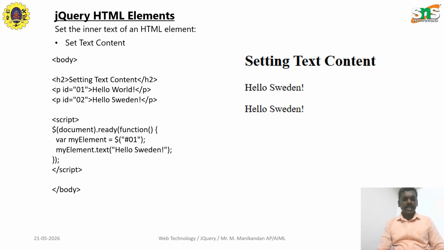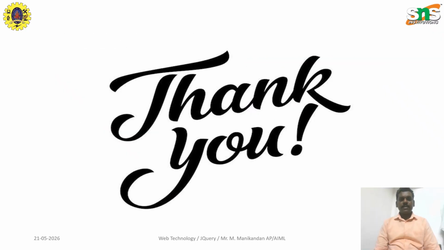In the script, we are creating a jQuery document ready function where myElement equals dollar of 01. So here we are selecting the ID of the first P tag. Then myElement dot text, hello Sweden. We are selecting a tag that initially has the content hello world, and we are changing the text content to hello Sweden. So it will be reflected inside the output. Thank you everyone.